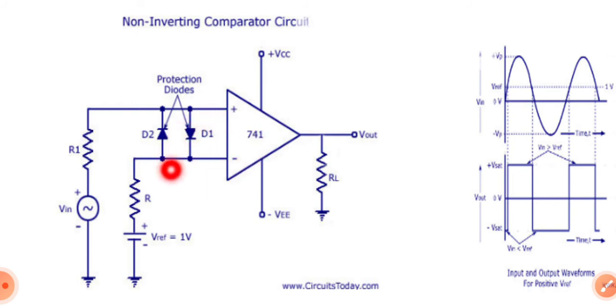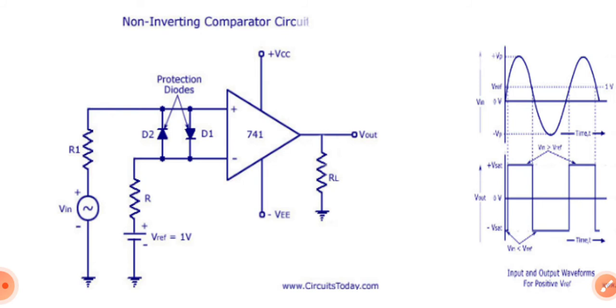The other time-varying signal Vin is applied to the non-inverting terminal. Because of this arrangement the circuit is called a non-inverting circuit. The input voltage is connected to the non-inverting terminal and the reference voltage is connected to the inverting terminal. That's why this circuit is called a non-inverting comparator circuit.